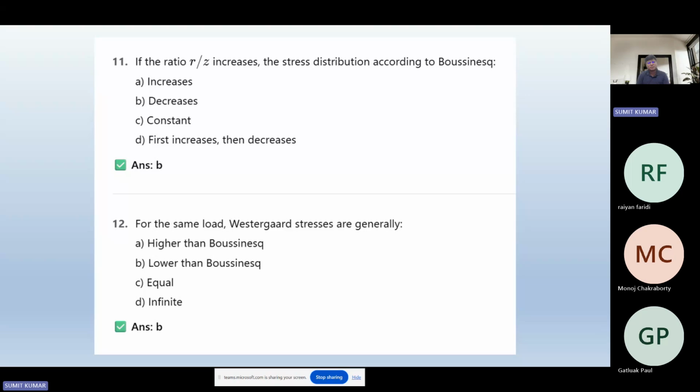Now the next part of the problem says: for the same load, Westergaard stresses are generally higher than Boussinesq, lower than Boussinesq, equal, or infinite.